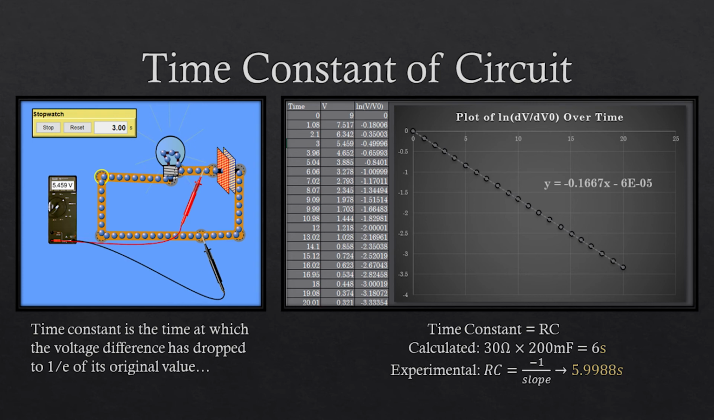What we did is we plotted the natural log of the potential difference over the initial potential difference and plotted that with time. With that, we get a linear relationship. We can take the slope and find the reciprocal of it to calculate our experimental value for RC. We determined this value to be 5.9988 seconds, which when calculated is supposed to be 6 seconds, so that shows that we're pretty darn close.